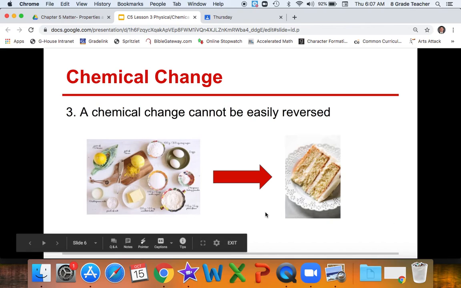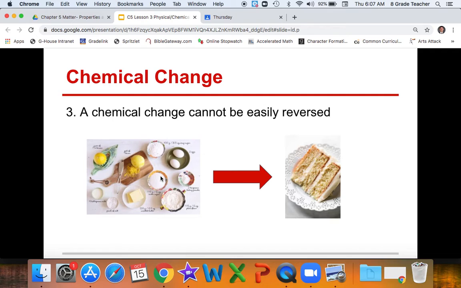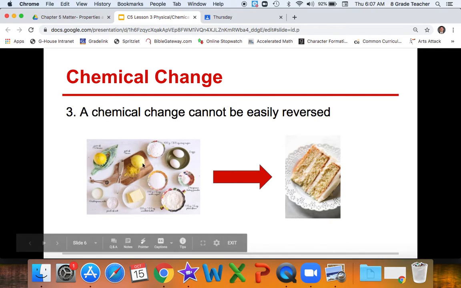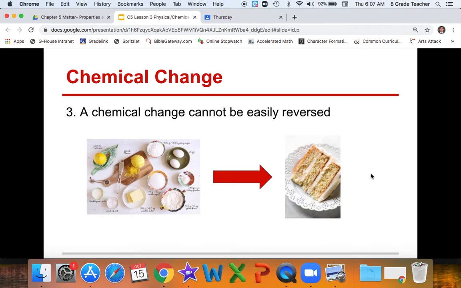So here I've got a picture of all the different ingredients that might go into making a cake and then what the final result is. You could not start with a cake and try to separately pull these things apart and get back to what your original ingredients were. So a chemical change cannot be easily reversed. There's a new material that's being formed, and this example makes me hungry for a piece of cake.